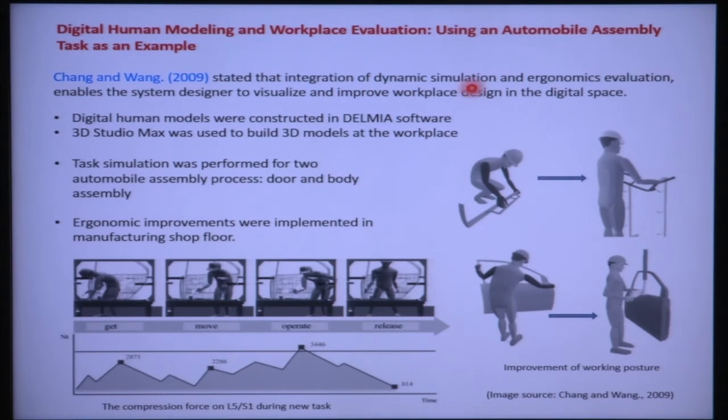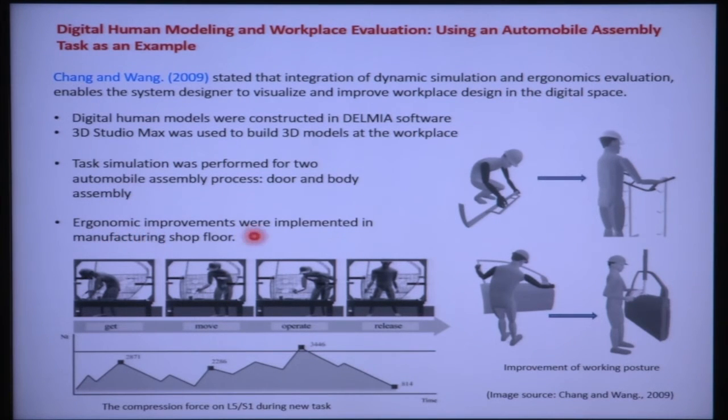So, they stated that integration of dynamic simulation and ergonomic evaluation enables the system designer to visualize and improve workplace design in the digital space. Task simulation was performed for two automotive assembly processes, door assembly and body assembly. So, two assembly processes they demonstrated in their paper, and in those, how digital human modeling can be used.